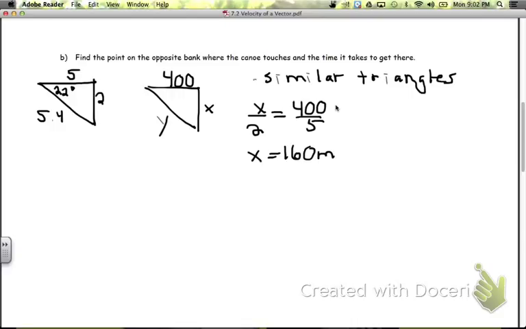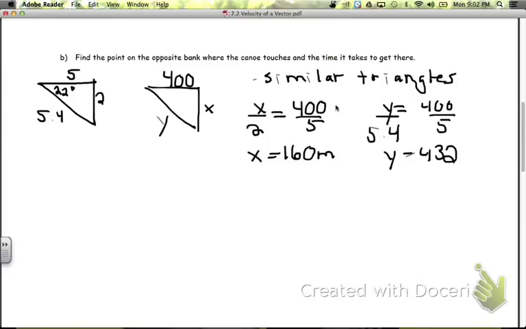We also need to find our Y value. So Y over 5.4 is going to be equal to 400 over 5, and we're going to get that Y is equal to 432. Now, we know that he's down 160 meters, and also the angled distance is 432, and that's the path that he would have traveled.